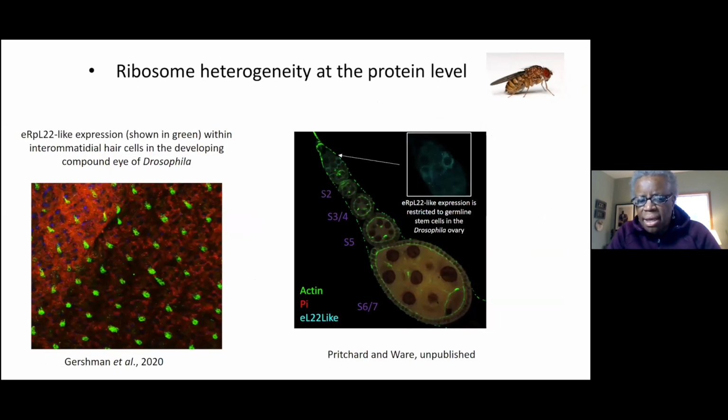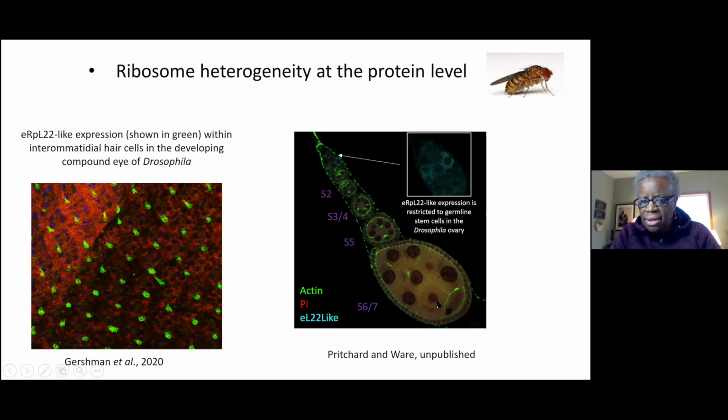We are also studying L22-like expression in some other tissues, and I show on the left here expression of L22-like within the developing eye of Drosophila. And this is an image that shows you in green a set of cells that we call interommatidial hair cells. They look like little bristles that project from the surface of that compound eye. And you can see here, as depicted in green, that L22-like is shown here as these little green images that project from the surface.